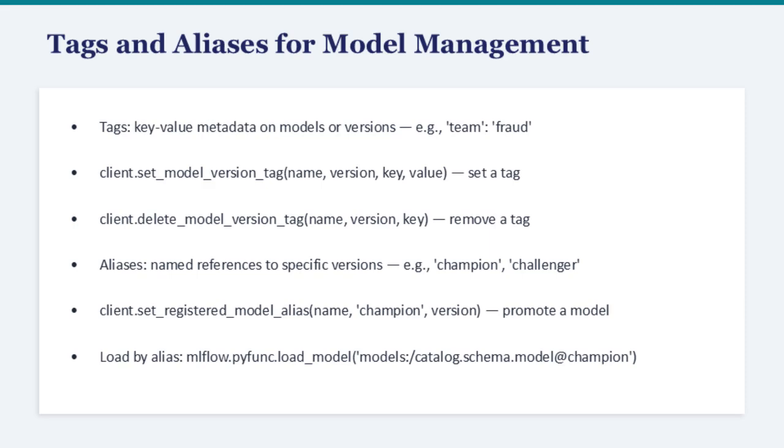You can load a model by alias using the @ syntax. For example, mlflow.pyfunc.load_model followed by the model path with @champion at the end. This is very powerful because your serving code always loads the champion model, and you change what champion points to without modifying any code. This alias system actually replaces the old stage-based approach where models had stages like staging and production. On the exam, always use aliases and not the stages.